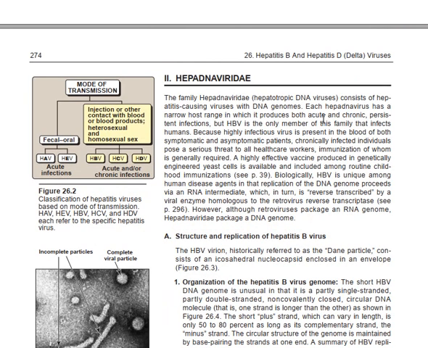Now, what is the mode of transmission? Based on the mode of transmission, you need to know that fecal-oral is the mode of transmission of hepatitis A and hepatitis E. Is it clear? While injection, sexual contact, heterosexual, homosexual, and all that is mostly for hepatitis B, C, and D. And hepatitis D is only going to cause acute infection, but B and C are the ones that are capable of causing chronic infection.